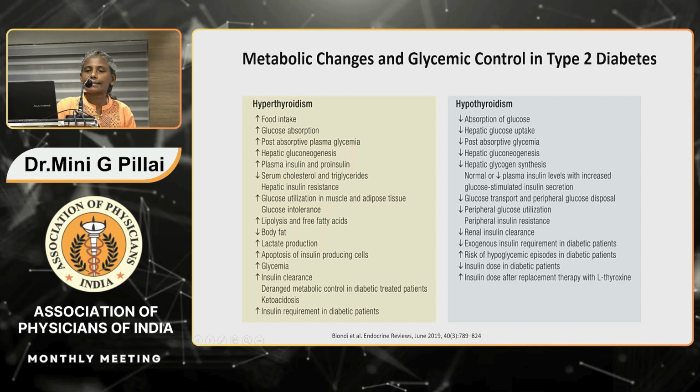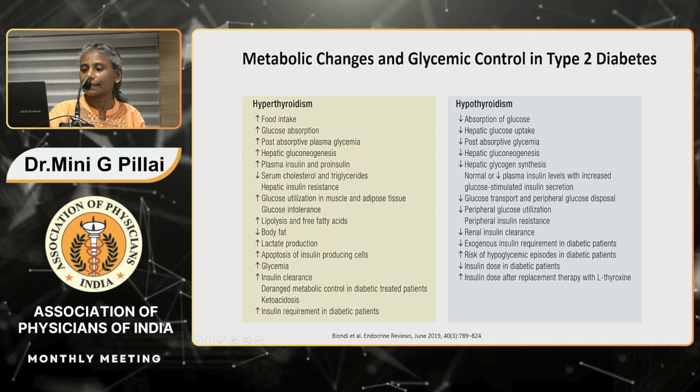patients. And essentially in hypothyroidism, it is the opposite of all this. The point to note is that renal insulin clearance is decreased in hypothyroidism. So basically there is a proneness for hypoglycemia, that is one thing, and insulin requirement is decreased in diabetic patients. So generally in untreated hypothyroidism the insulin dose is decreased, and when you correct hypothyroidism the insulin dose requirement may increase.